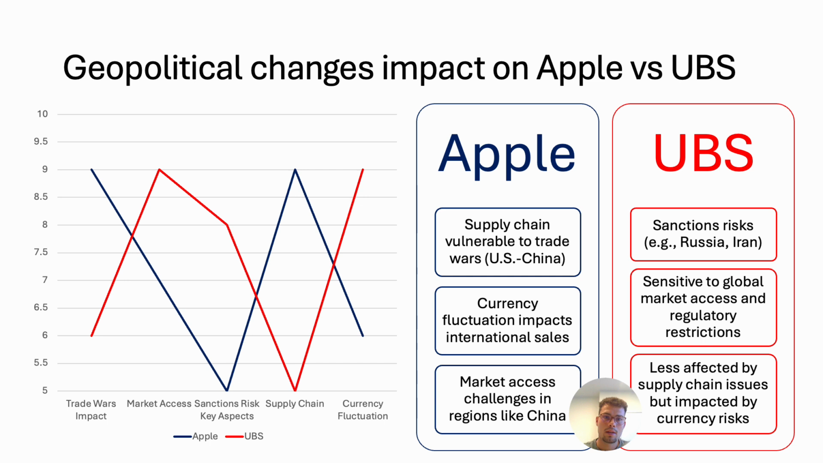UBS faces sanctions risks in regions like Russia and Iran, limiting transactions. They are also sensitive to market access and regulations. Currency fluctuations affect their global investments. Apple faces geopolitical risk primarily through its global supply chain and reliance on international markets for production and sales, whereas UBS exposure is more on regulatory and market risks linked to geopolitics in the financial sector.